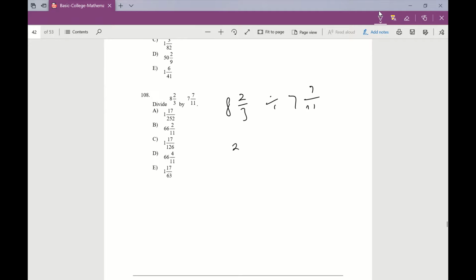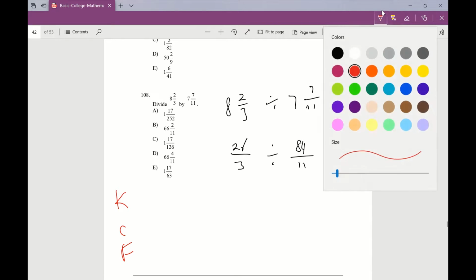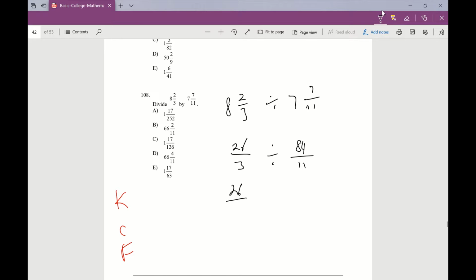The first one will become 26 over 3 divided by 84 over 11. When we do fraction divisions, remember our acronym KCF. Keep the first fraction, so the first one will remain as it is, 26 over 3. Change the division sign to a multiplication sign. Flip the second fraction, so it will become 11 over 84. Now ask yourself, is there anything you can reduce? In this case, 26 and 84 can both be divided by 2 because they're even numbers. So 26 divided by 2 is 13, 84 divided by 2 is 42.